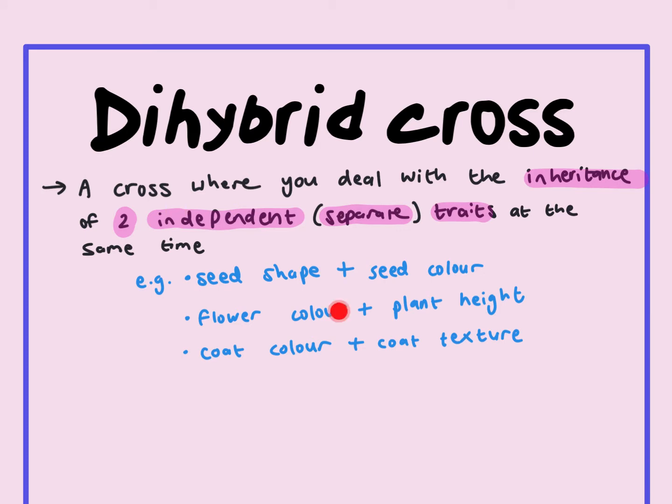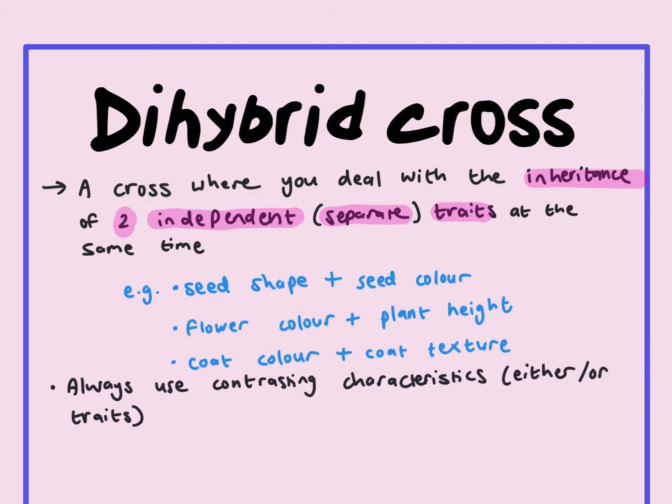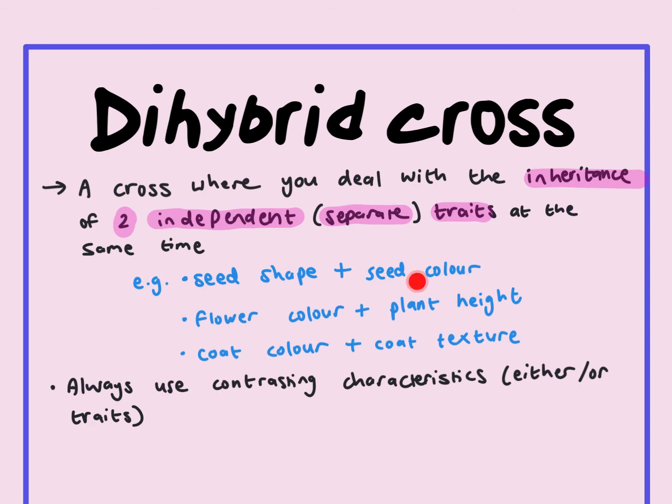So we could also look at flower color and plant height, completely unrelated. Coat color for an animal like a guinea pig and coat texture. We always use these contrasting characteristics. So these are either or. So the shape will be either round or wrinkled. Color will be yellow or green. Flower color will be, let's say, purple or white. Height will be tall or short, etc. So there's not a range of phenotypes.